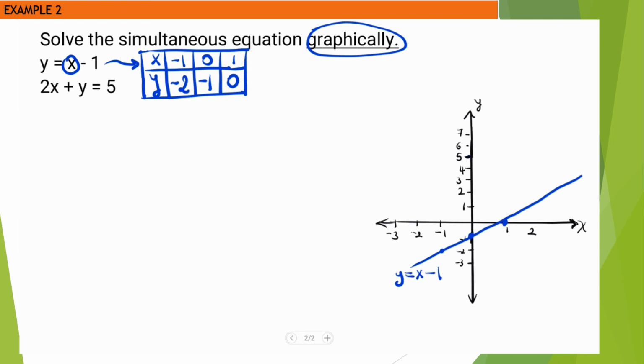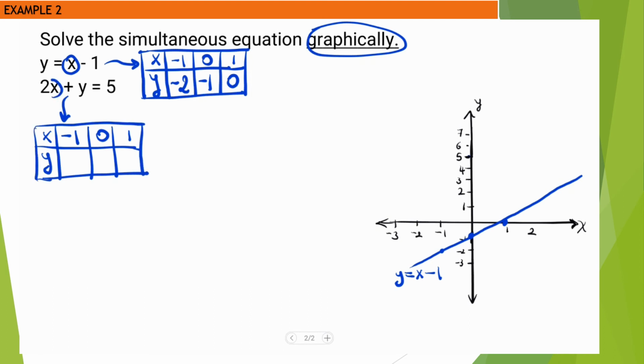Go back to your second equation and organize the table for that one. Again, I give negative 1, 0, 1 for x. And I'm going to substitute in the place of x these values one by one and calculate the corresponding y values. If I put negative 1 here, I see that I will have 7 for y. If I put 0, I will have 5. If I put 1, I will have 3.